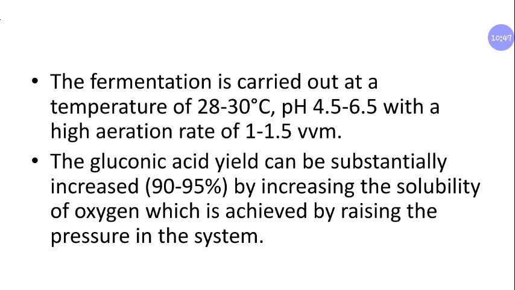The fermentation is carried out at a temperature of 28 to 30 degrees Celsius and the pH is between 4.5 to 6.5 with a very high aeration rate of 1 to 1.5 VVM. VVM is the volume of air under standard condition per volume of liquid per minute. The gluconic acid yield can be substantially increased, to 90 to 95%, by increasing the solubility of oxygen, which is achieved by raising the pressure in the system.